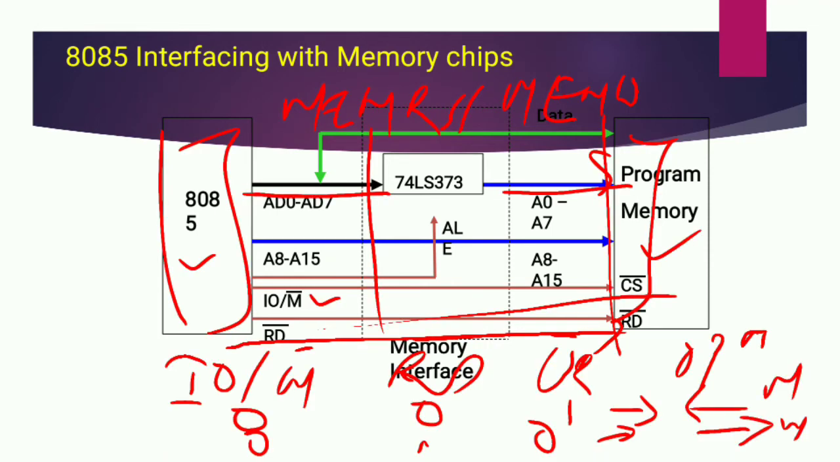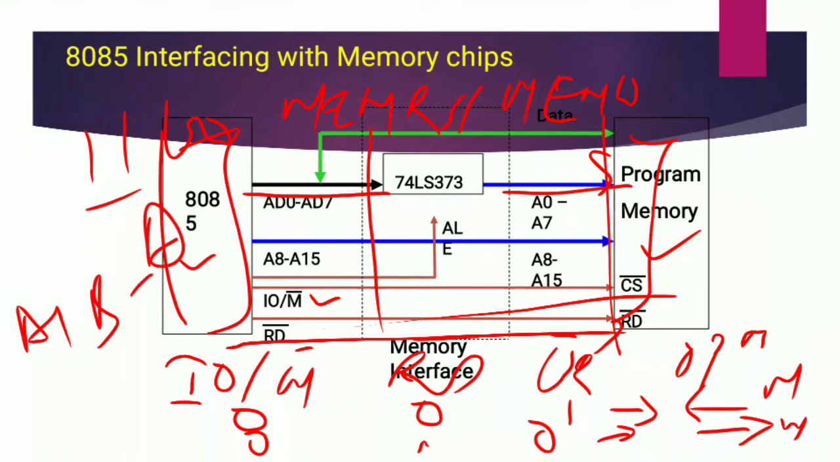8085 places a 16-bit address on the address bus, and with this address only one register should be selected. Only A10 to A0 are required, which means the lower order address lines. The remaining 8085 address lines, that is A15 to A11, should be decoded to generate chip select.